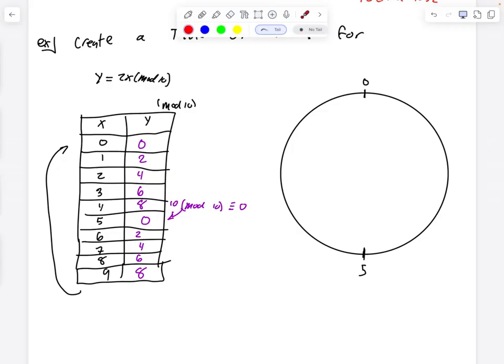So 1, 2, 3, 4, 5, 6, 7, 8, and 9. Now I did stick with mod 10. I can see how maybe if I did mod 12, it might be a little bit easier to follow. But again, there's nothing straight to the left, nothing straight to the right, and this is 1, 2, 3, 4, 5, 6, 7, 8, 9, and back to 0.